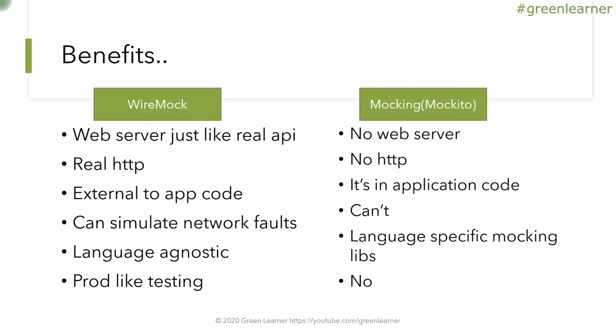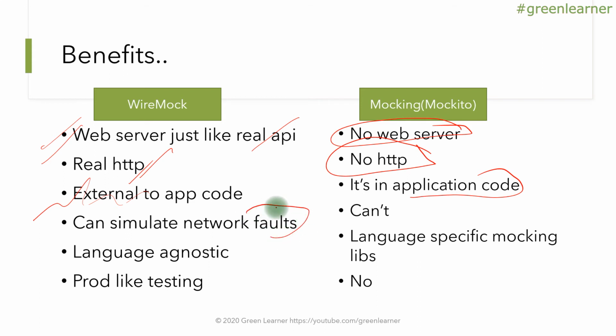Let's summarize the benefits of WireMock over Mockito, just pointing out what I just explained. It works as a web server just like a real API. In Mockito, there is no such thing. It is a real HTTP call. It is external to the app code. You can run WireMock as a server and get the response from there. With Mockito, it is part of the application code. You write all the mocking logic in the application test itself, right? There is no option to outsource that call to a third thing.